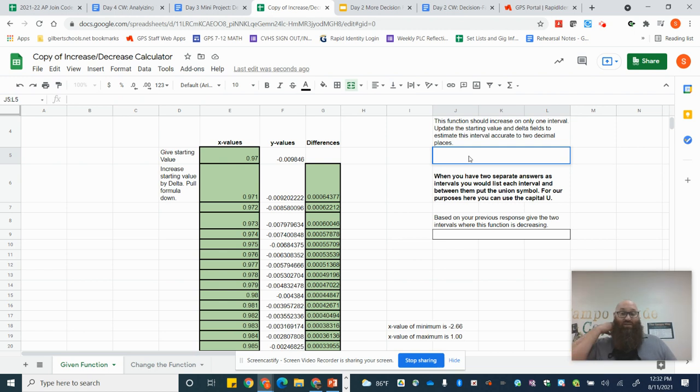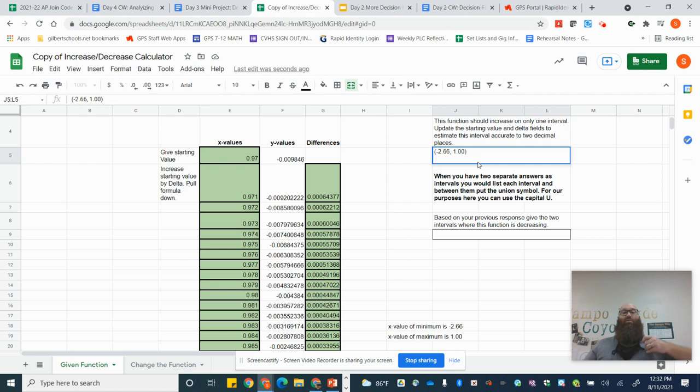The way that we can describe this interval is we can write negative 2.66, comma, 1.00. I know this looks a lot like an ordered pair, but this is actually an example of what is called interval notation. In interval notation, what we do is we give the x value where the behavior begins first, and then we give the x value where the behavior ends. So between this minimum at negative 2.66 and this maximum at 1.00, the function was increasing.